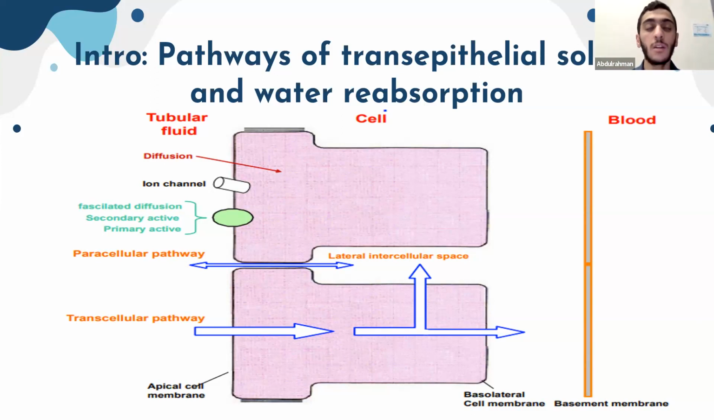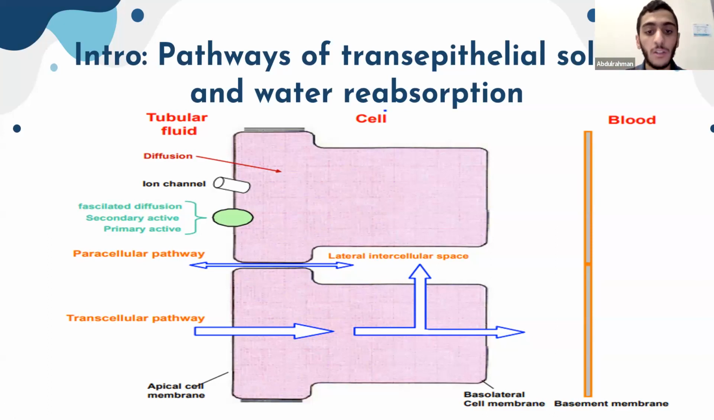Secondary active, then you have one that is going against and one that is going with its concentration gradient. And with that happening, the one that is going with the concentration gradient is going to be providing the energy for the other one to go against its concentration gradient, because anything that wants to go against requires energy. The next one is paracellular. Paracellular, it's like para, you know how something is parallel, so it's parallel to each other.